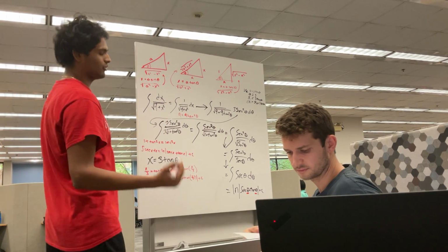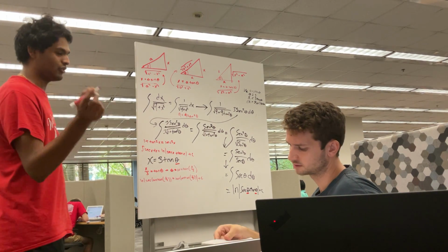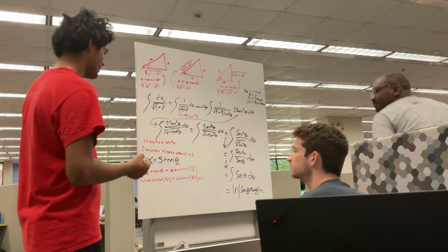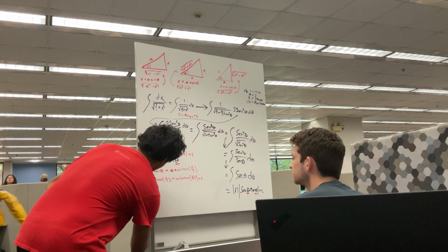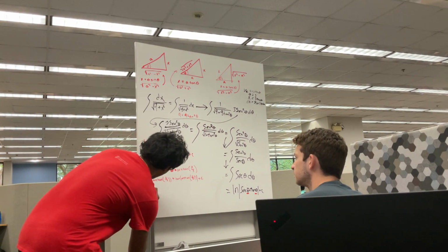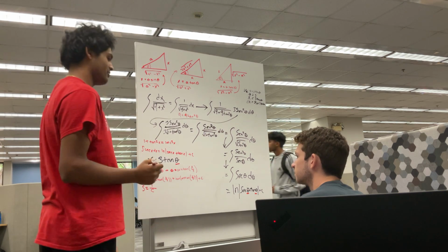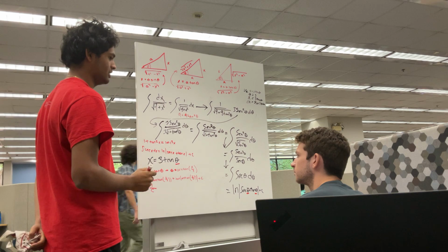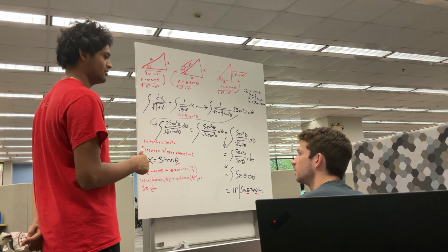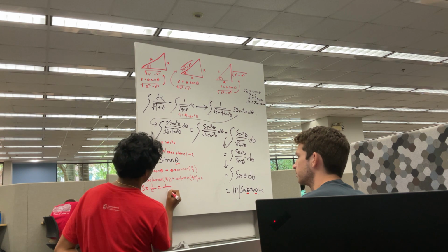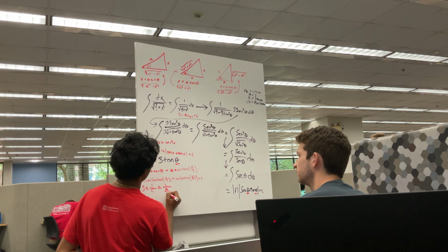So secant is 1 over cosine, right? And cosecant is 1 over sine, right? So we know that secant is equal to, I'm going to write capital S just to save space, 1 over cosine. What is cosine equal to? Adjacent over hypotenuse. So this is equal to hypotenuse over adjacent. Yeah, exactly.